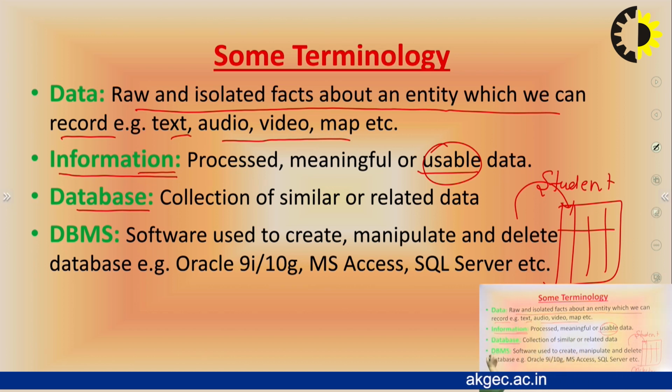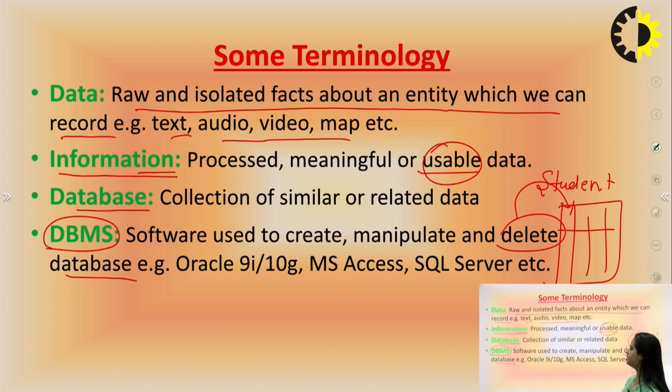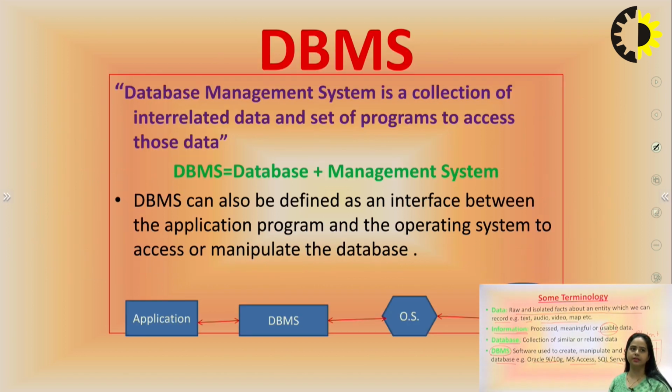Next is DBMS. What is the meaning of DBMS here? Database Management System. A Database Management System is basically a tool or set of software used to create, manipulate and delete databases. A database is a collection of related data, and a DBMS is a set of tools or software used to maintain this data. For example, Oracle 9i, 10g, MS Access, SQL Server, etc.